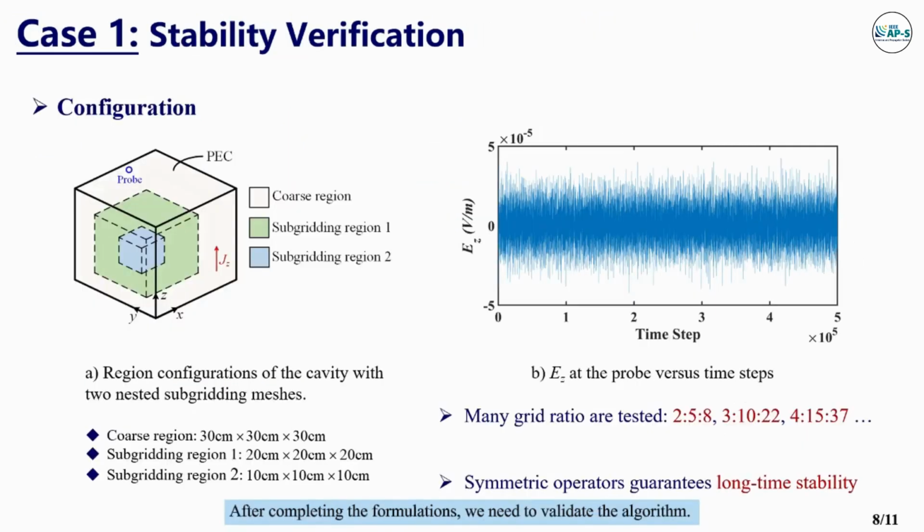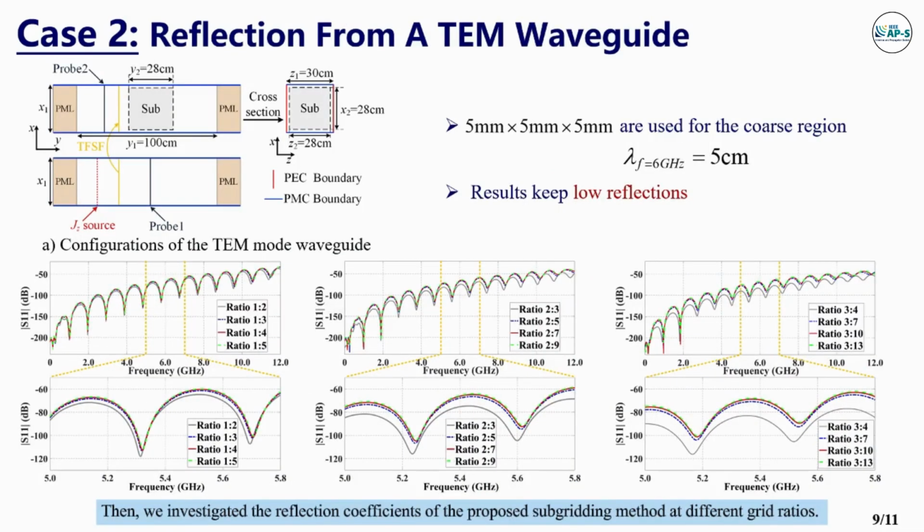After completing the formulations, we need to validate the algorithm. Firstly, we employed a multi-level nested subgridding structure and tried various grid size ratios. We obtained numerical results with long time stability properties across different cases. Then, we investigated the reflection coefficients of the proposed subgridding method at different grid ratios. The results indicate that the proposed method exhibits low reflection coefficients across various grid size ratios.